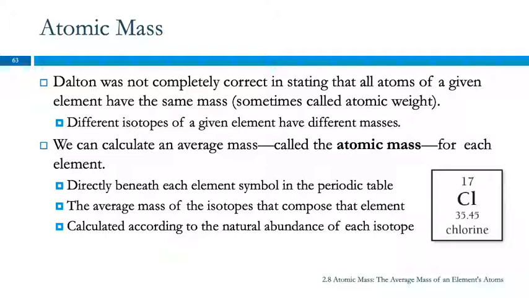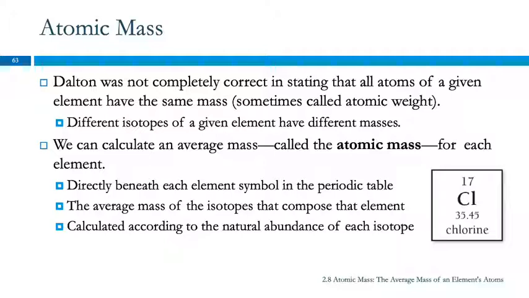Is it the atomic mass of like all the different atoms that we know exist? Yeah, good question. This is the average mass of all of the different isotopes of chlorine in their natural abundance. And we're going to learn how we calculate that.